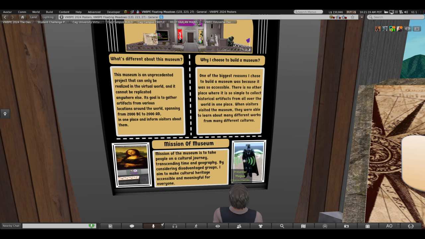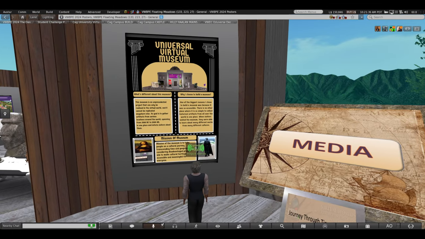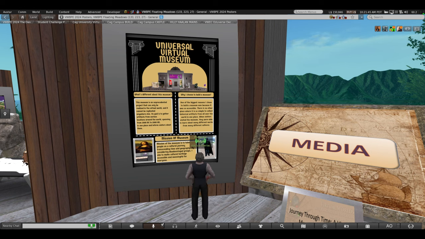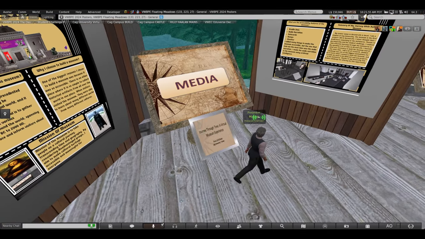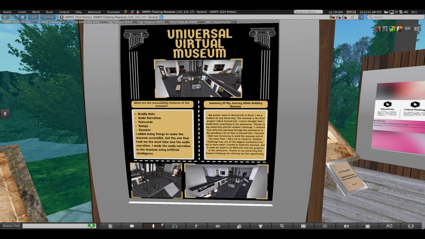And if you look at what is different about this museum, it is basically a virtual museum collecting artifacts from various locations around the world and from various historical periods. And that is practically almost impossible in real life. So that is something good about this project. That is kind of a unique idea, doing something in a virtual world that you cannot do in a real life scenario, most probably. They're not going to give you all those artifacts and build a museum somewhere else.